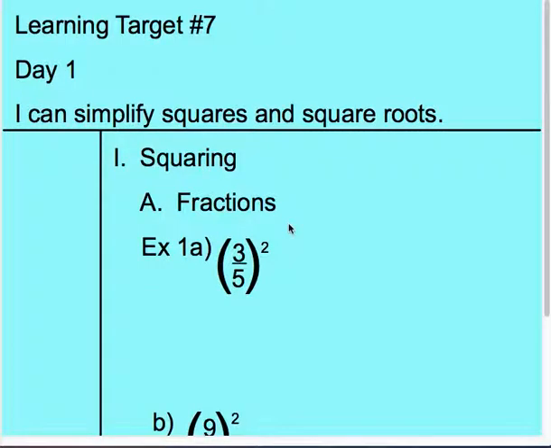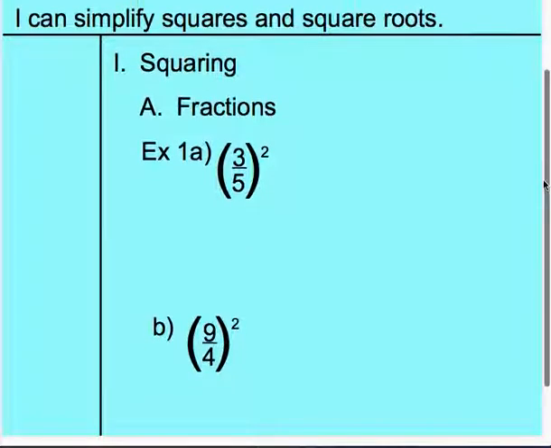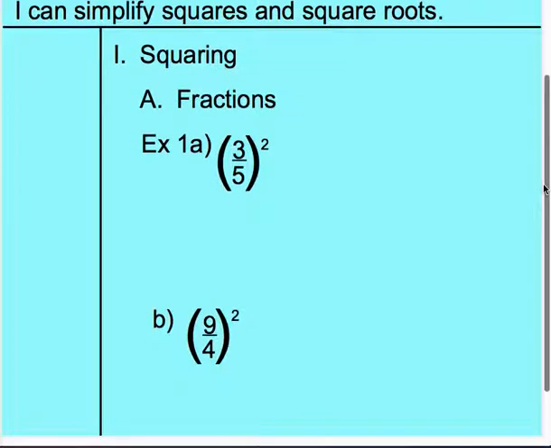All right, we are on our last learning target of the simplifying unit, and that is taking a look at squaring and square roots. So our first example is taking a look at squaring fractions. And what's really nice about squaring fractions is that you don't have to worry about the fact that it's a fraction. You just distribute the square to the numerator and the denominator, and you're really just squaring regular numbers. So 3 squared is 9, 5 squared is 25.